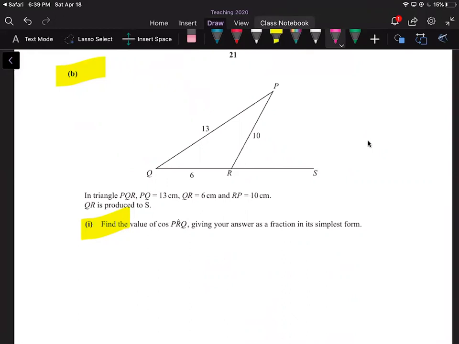Okay? First monthly test kan dah ada. Ustazah lupa. I forgot already.